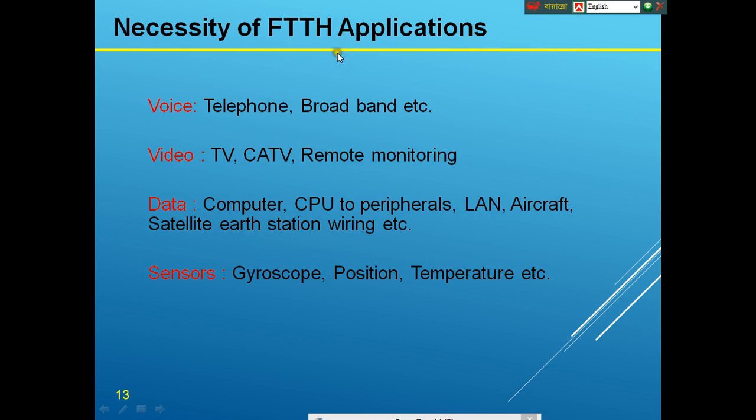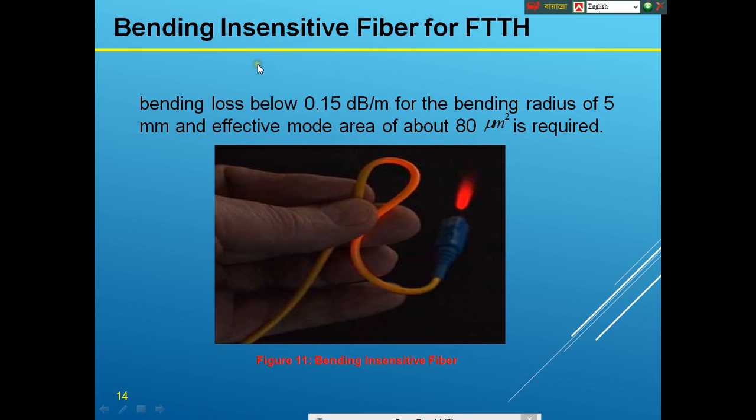Necessity of FTTx applications: in voice, telephone, broadband, etc.; in video, TV, CATV, remote monitoring; and in data, computer, CPU to peripherals, LAN, aircraft, etc. For sensors, gyroscope, position sensor and temperature sensor. Bending insensitive fiber for FTTH needs a bending loss under 0.15 decibel per meter at a radius of 5 mm and an effective mode area of about 80 micrometers squared.